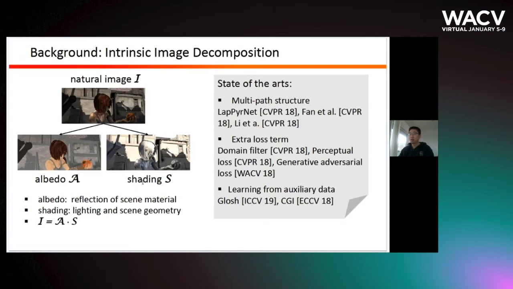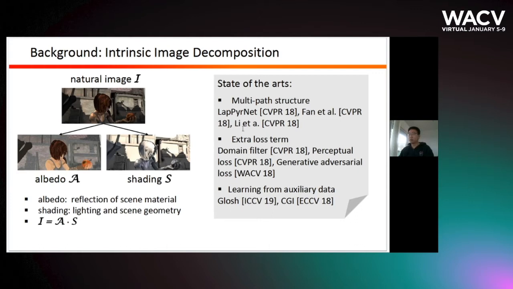First, background. We are doing the task of intrinsic image decomposition, which is to separate a natural image into its albedo and shading, where albedo is a reflection of scene material, while shading is concerning lighting and scene geometry.